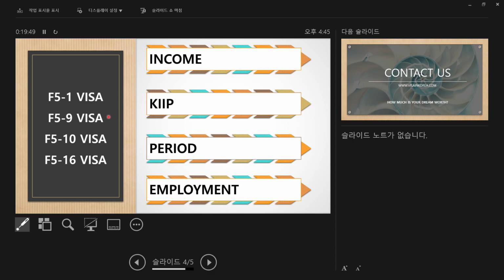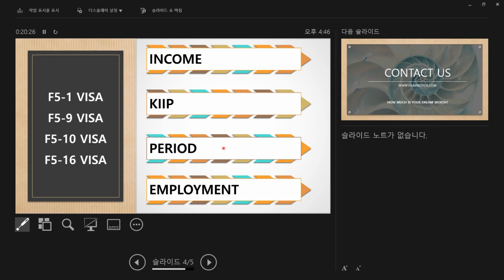So for F5-9, there is the GNI one-time income. If you come here to Korea as a PhD degree holder in the field of advanced technology, you need to wait 1 year, because you need to show the income generated one time. So you need to calculate your status. And KIIP, I said already, is not needed, and the period is 1 year, exactly from your ARC acquisition date to 1 year.